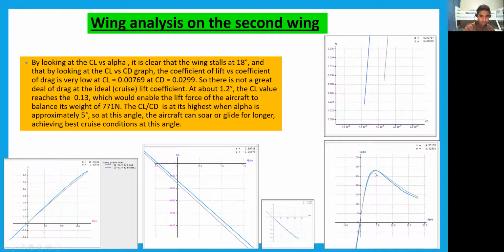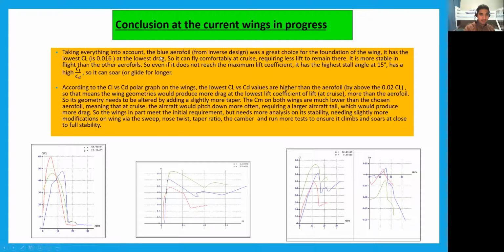Taking everything into account, the blue airfoil from inverse design was a great foundation for the wing. It has the lowest CL value, which is 0.016 at the lowest drag, so it can fly comfortably at cruise, requiring less lift to remain there. It is more stable than the other airfoils, so it does not reach the maximum lift coefficient. It has the highest stall angle of 15 degrees and can soar or glide for longer.